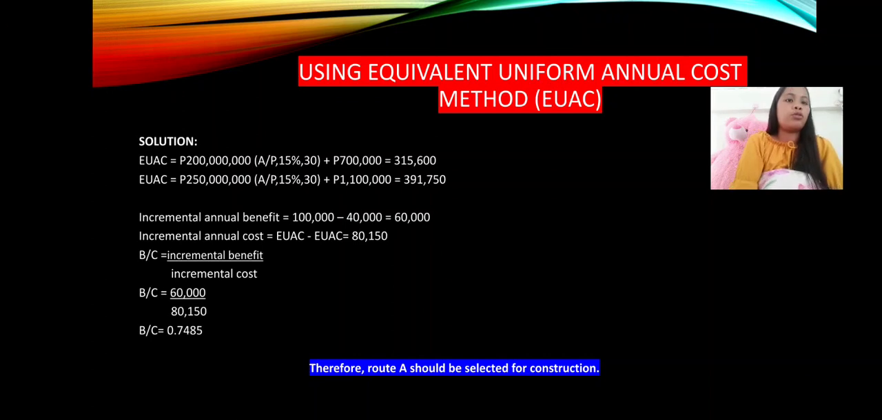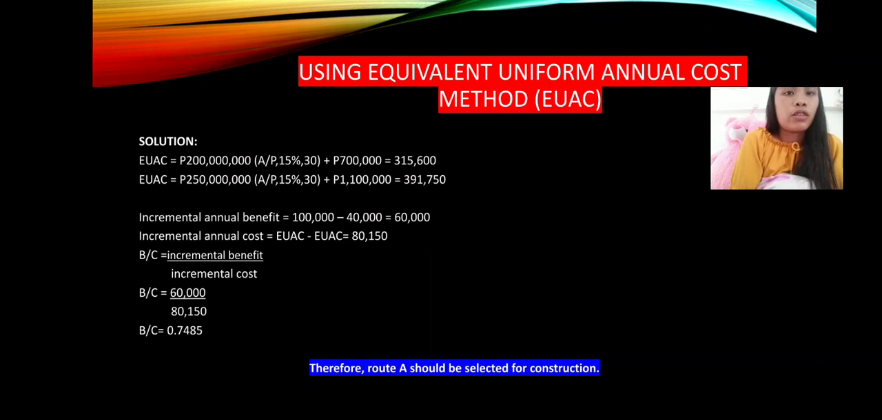Using the equivalent uniform annual cost method, EUAC solution. So, ang magiging benefit ng Route A is equals to 315,600. Ang Route B is 391,715. Then, BC is equals to incremental annual benefit over incremental cost.